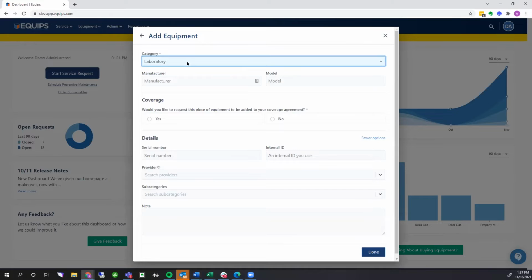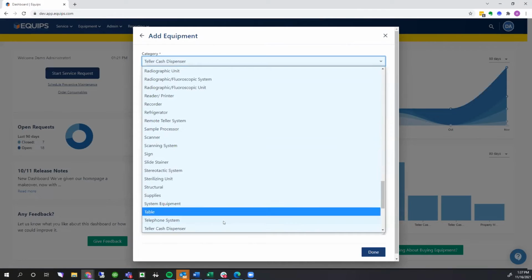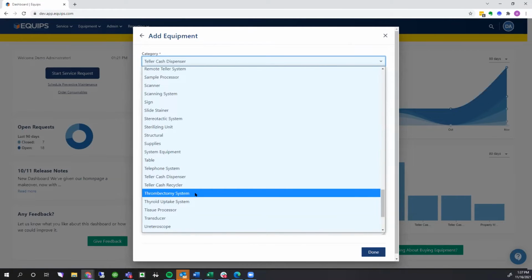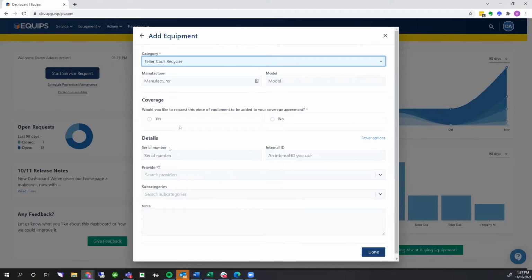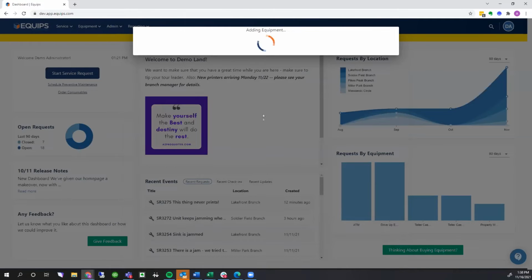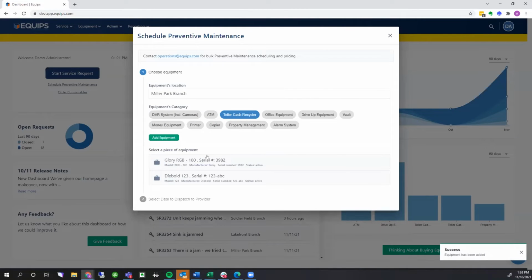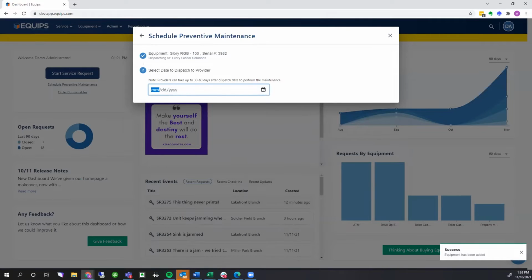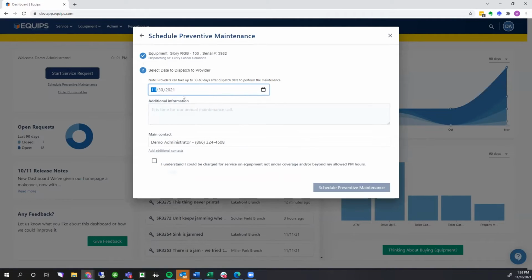One of the things that we've realized is that the people in the actual branch generally have a really good sense of what equipment actually exists because they're working with it all the time. And so they are a really good source of truth when it comes to what equipment actually exists inside the branch. He puts in the relevant information and then goes ahead and schedules preventive maintenance for a preferred day of sometime next Tuesday. And then he is done with the preventive maintenance process.